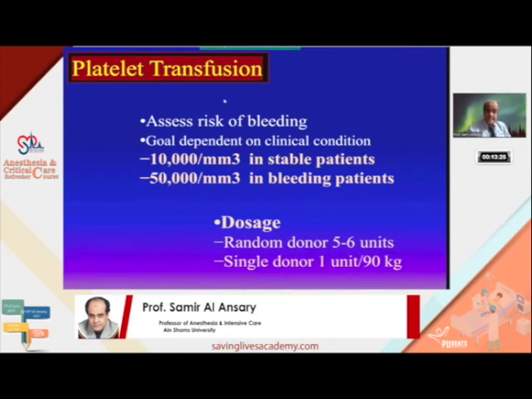For platelet transfusion, assess the risk of bleeding first, and the goal depends on the clinical condition of the patient. 10,000 is a target for stable, non-bleeding patients. But if your patient is exhibiting some bleeding, even superficial bleeding, we have to correct to 50,000. We can give 5 to 6 units of platelet concentrate or a single donor unit. Every center puts its own policy and protocol for the target it must reach before any intervention.